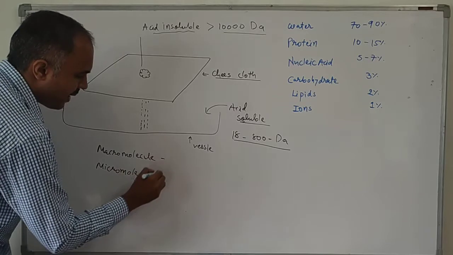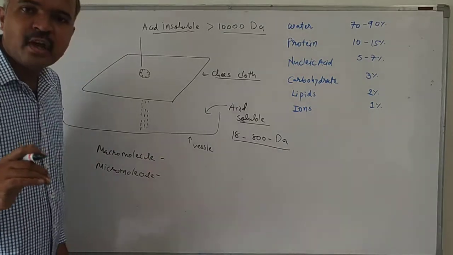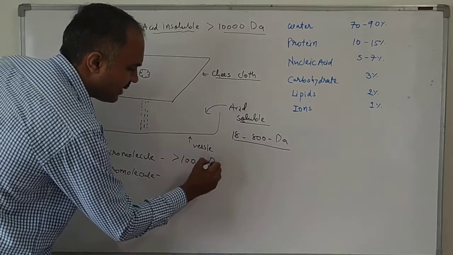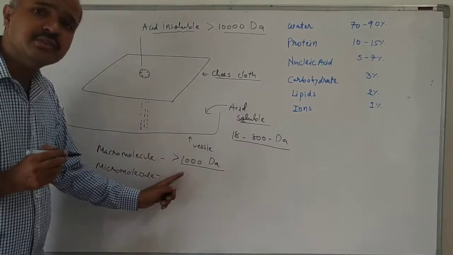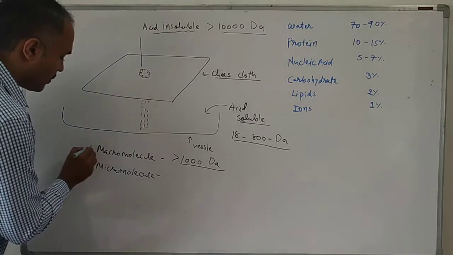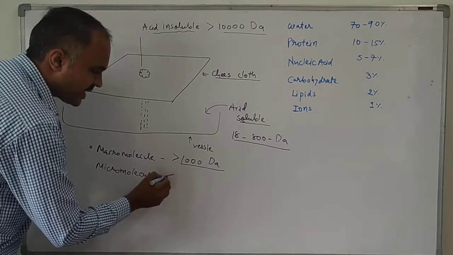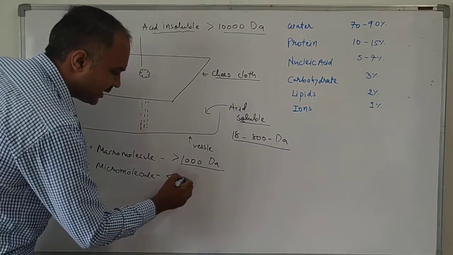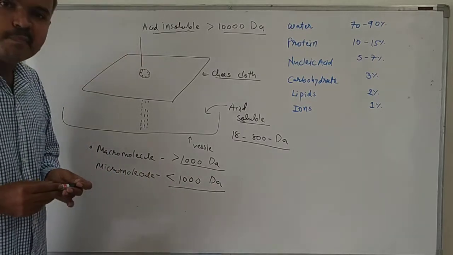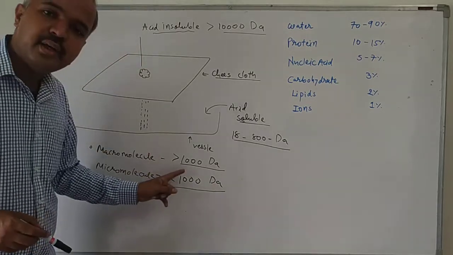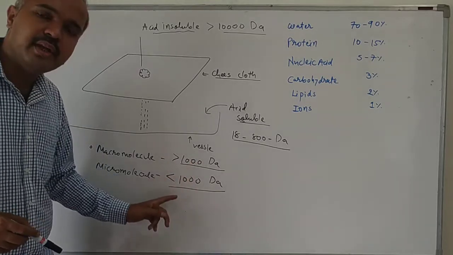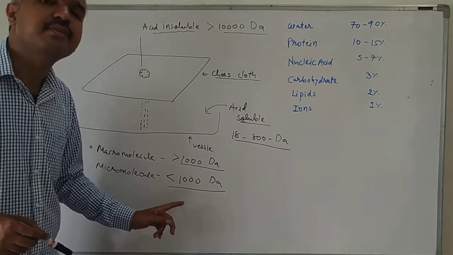A macromolecule is a substance which has a molecular weight of more than 1000 Dalton. Whereas a substance which has a molecular weight of less than 1000 Dalton is known as a micromolecule.